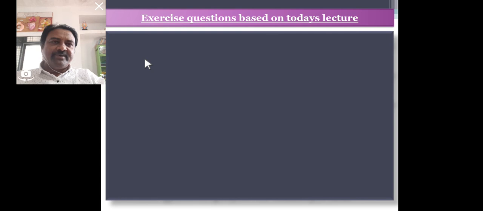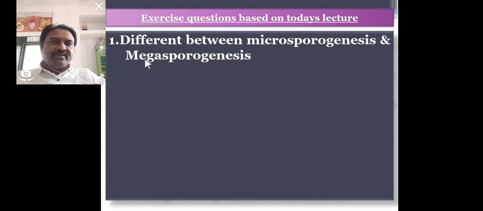Now, on the basis of today's lecture, some exercise questions are noted here. Number 1, the difference between microsporogenesis and megasporogenesis. You know, microsporogenesis produces microspores or pollen grains and takes place inside the anther. Megasporogenesis produces megaspores and takes place inside the nucellus.